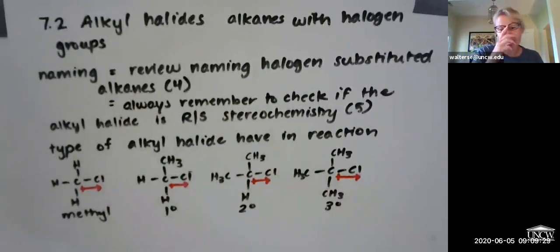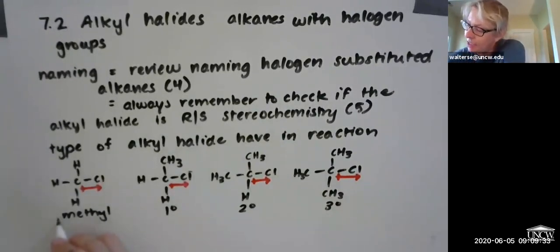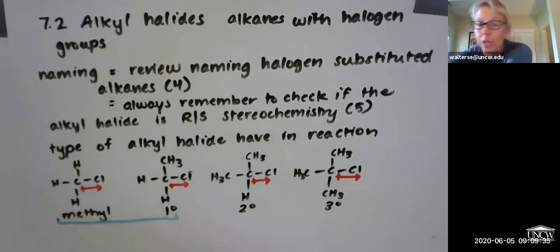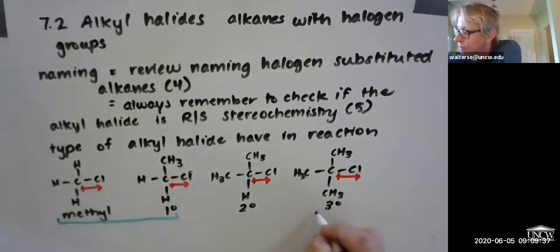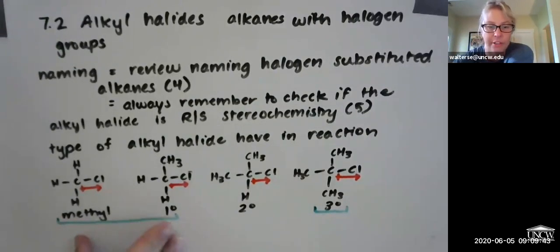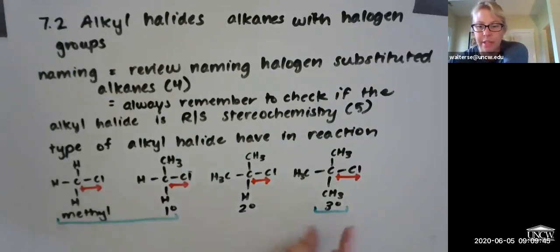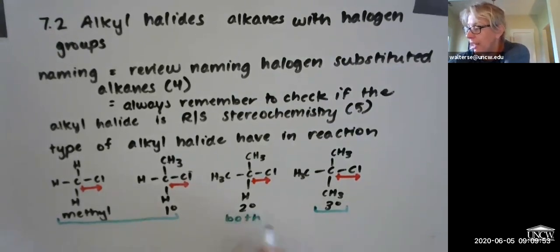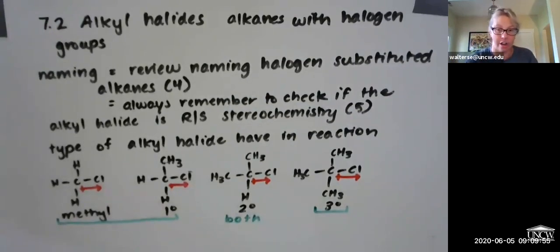The nice thing about the substitution reactions is that these two go together. This one goes in a different direction. So these two will follow the same reaction mechanism. This one will participate in the other substitution mechanism. The secondary ones can do both. So secondary alkyl halides are the hardest of the group to predict reaction behavior.